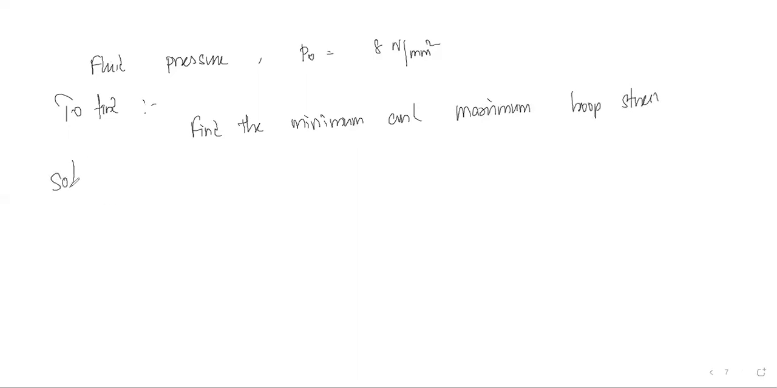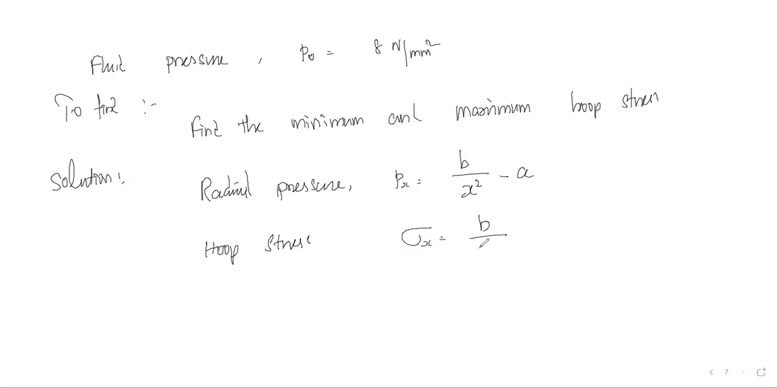So first is the solution part. First of all, we know the formulas. The radial pressure px is equal to B by x squared minus A. Similarly, the hoop stress sigma x is equal to B by x squared plus A. These formulas are from Lame's equation.